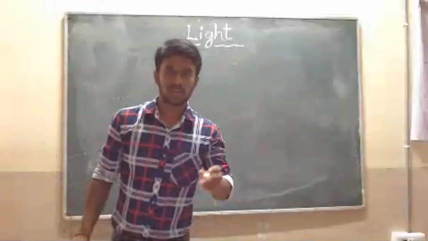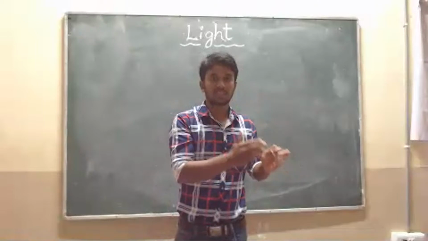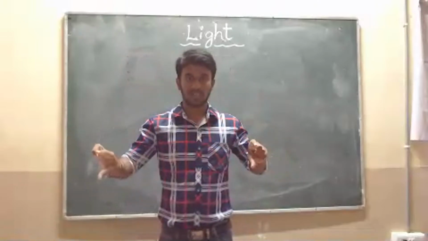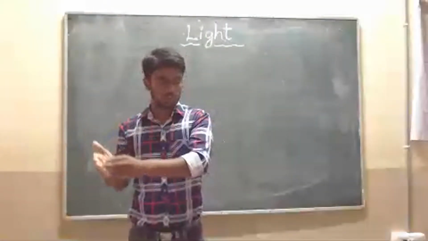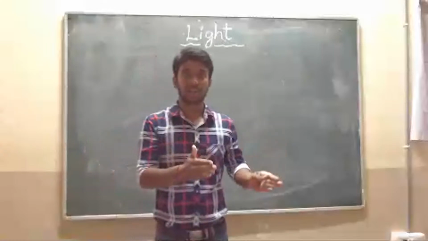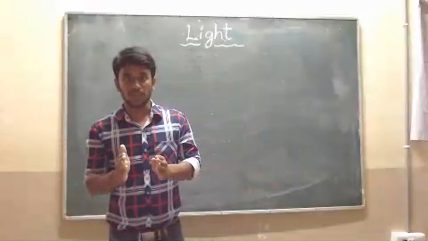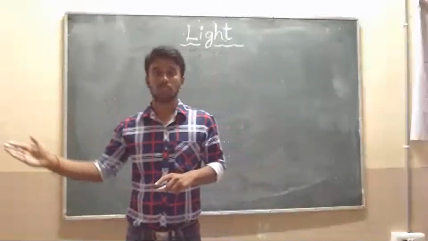You know, when you keep an object in front of a plane mirror, the size of the image is equal to the size of the object. If you change the position of the object, means if you increase or reduce the distance between the object and the plane mirror, there is no change in the size of the image. The size of the image is equal to the size of the object.